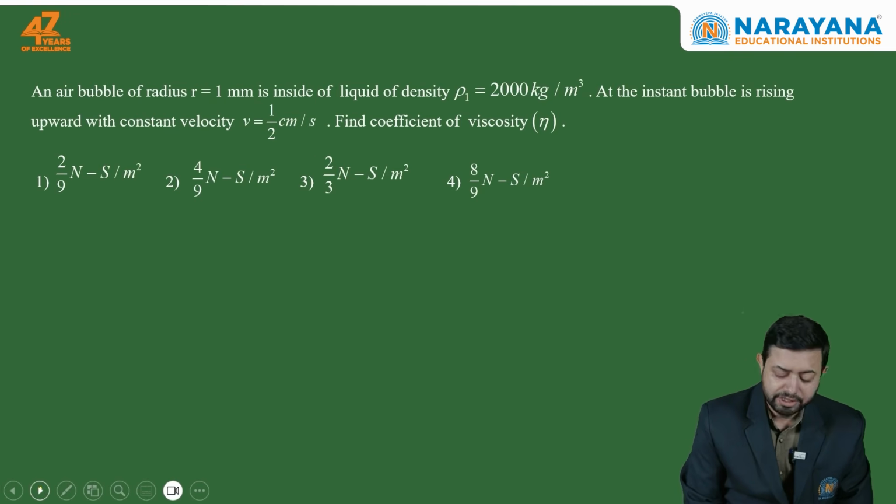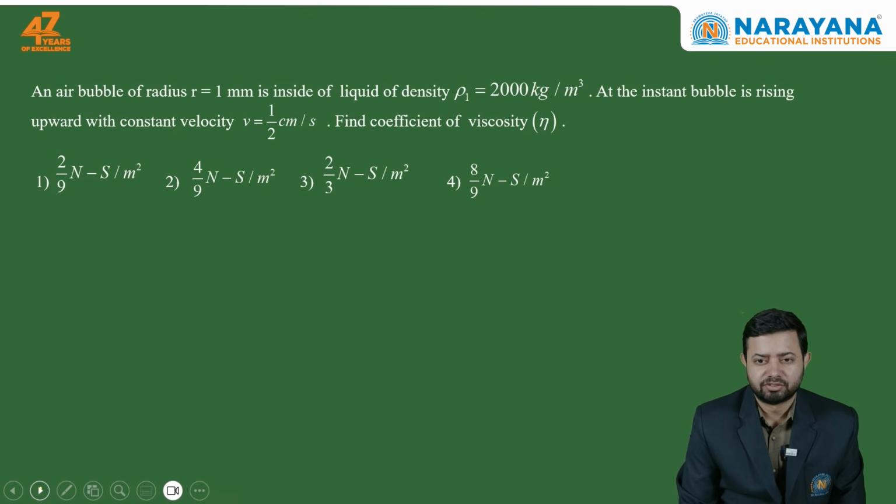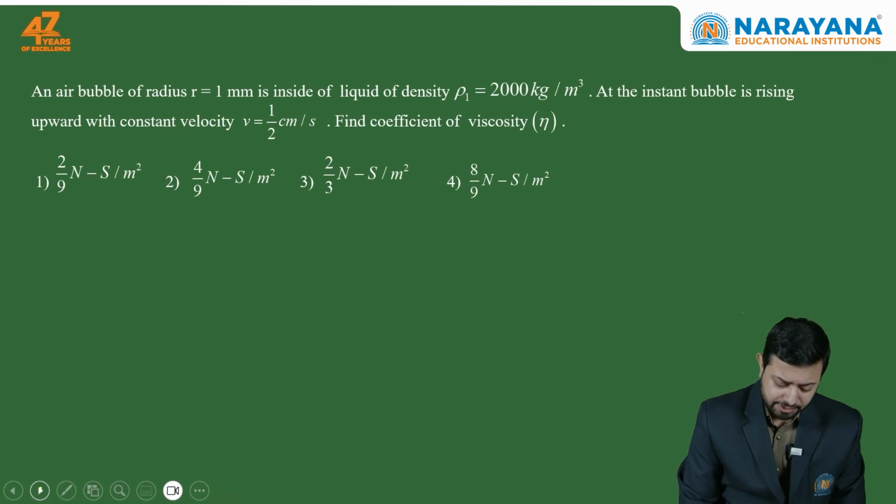An air bubble of radius r equal to 1 millimeter is inside a liquid of density 2000 kilogram per meter cube, and at the instant the bubble is rising upward with a constant velocity of half centimeter per second. Find the coefficient of viscosity. So this is straightforward from the Stokes law in the fluid mechanics chapter, right? And it's talking about terminal velocity.